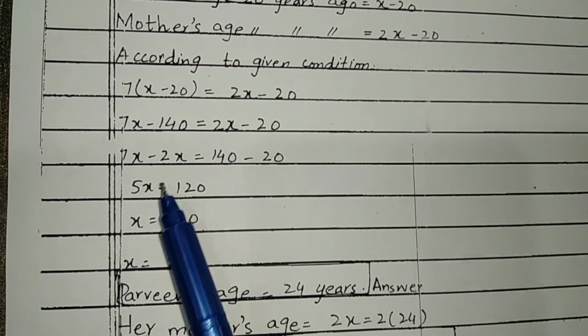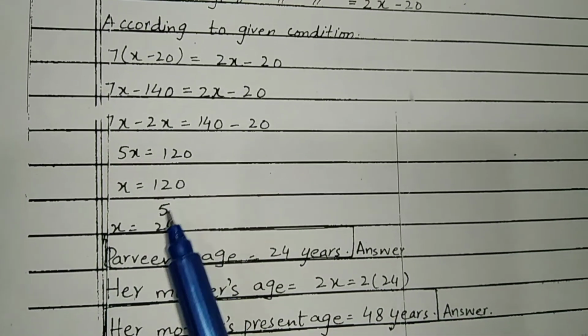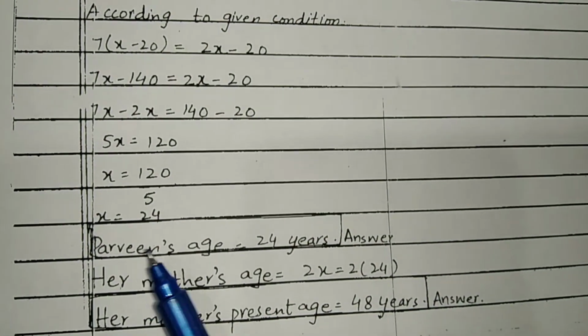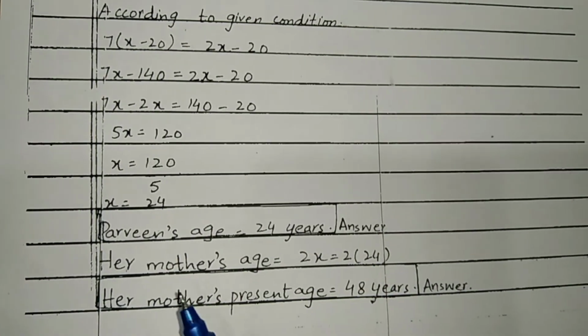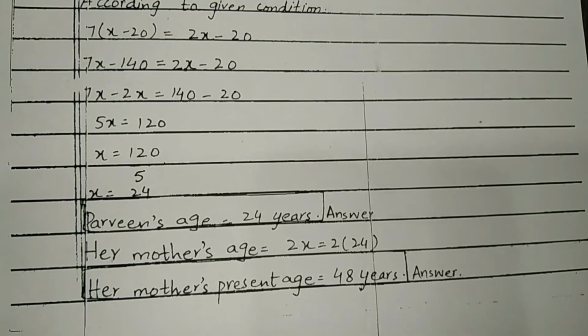And after the subtraction, we will get 5x is equals to 120. And x is equals to 120 over 5, x is equals to 24. So Parveen's age is x, that is 24 years, and her mother's age is equals to 2x, so it means 2 times 24, that is 48 years.